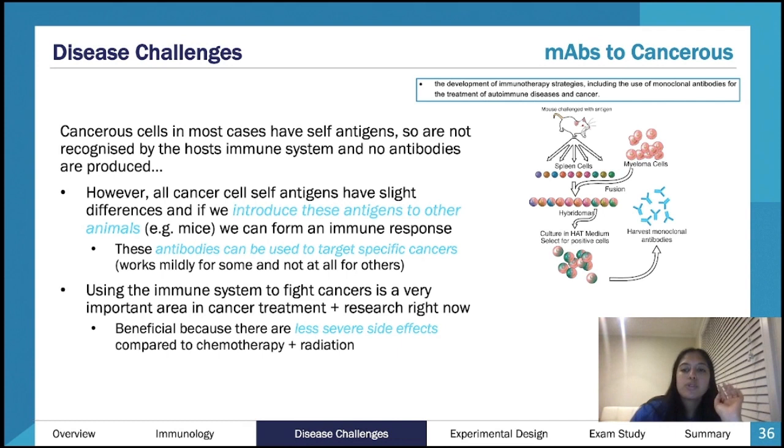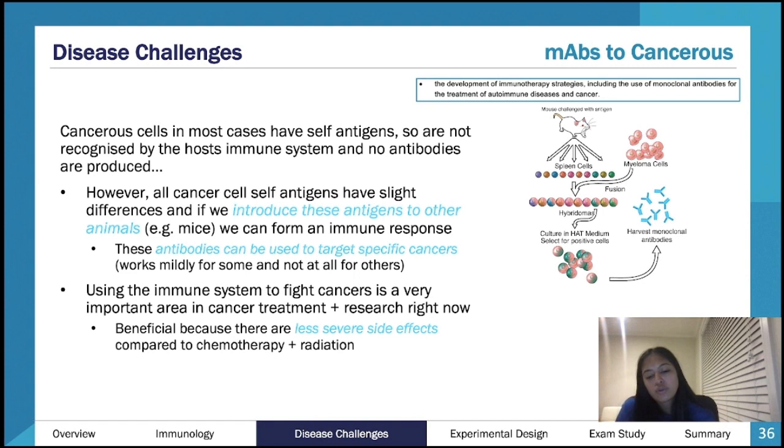It is a developing area of research. There's lots of other diseases that it's being used for. Again, you have to know it in the context of autoimmune diseases. So like rheumatoid arthritis, for example, there's a monoclonal antibody that's really popular. It slips my mind now. It's like rituximab or something like that. I don't know. You can have a look into it.